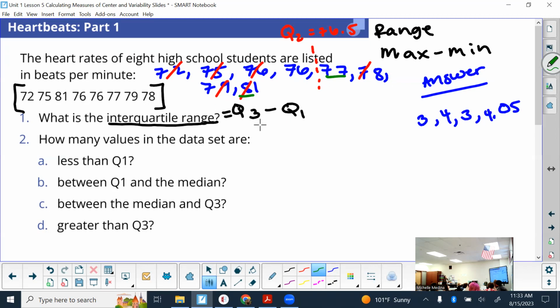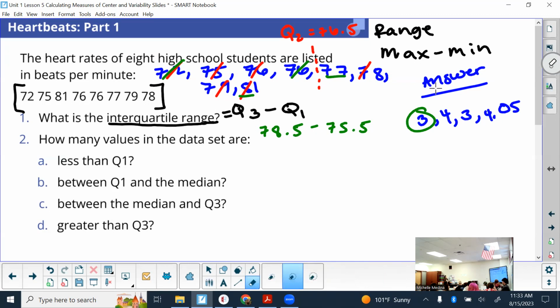What's my Q3 going to be? Okay, good. Then our Q1, we have 75 and 76 in the middle. What's the middle of that? And then when I subtract those, I get an answer of 3 for my IQR.